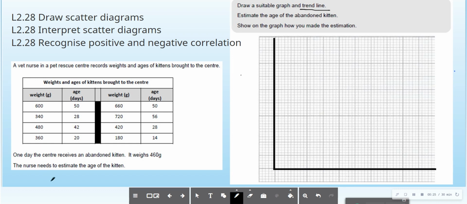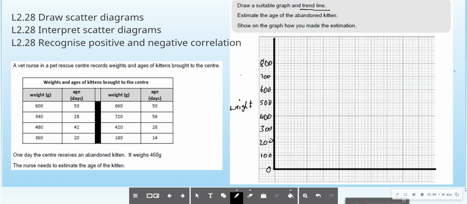To do that, we look and see our smallest and largest numbers. It doesn't matter which way around we do it. I'm going to do the weights up this side, so I'm just going to write weight here. And then this one's a bit tricky because, starting at 180, we've got to go all the way up to 720. So I need to go up in quite a large number. So I'm going to start at 0. I want to go up in hundreds. So 100, 200, 300, 400, 500, 600, 700, and 800. Okay, it's always best to go a bit above where we need to go.